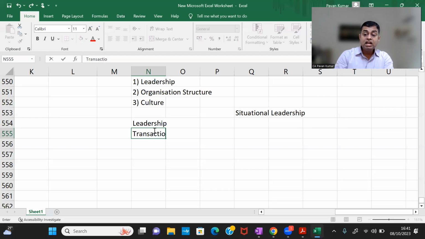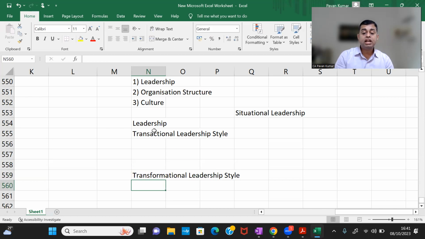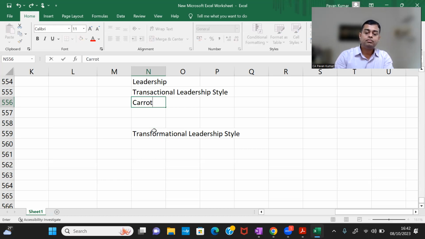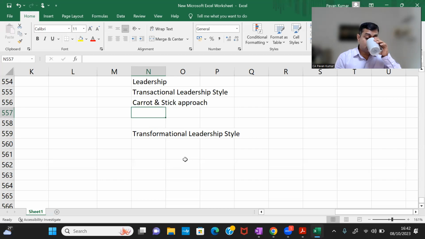One is transactional leadership style. Second one is transformational leadership style. Now, the transactional leadership style follows a kind of carrot and stick approach.